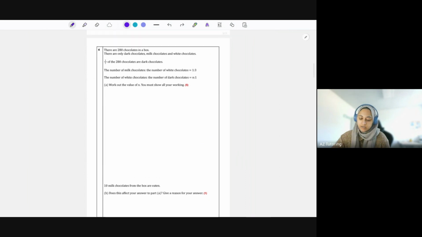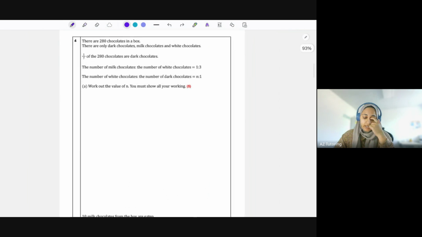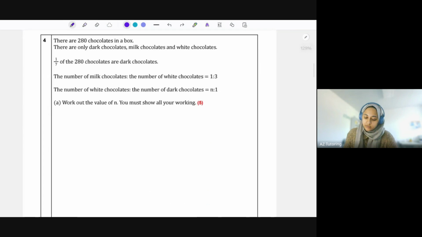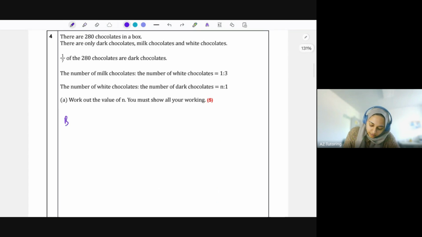Okay, we've got a 5-mark ratio question. There are 280 chocolates in a box. I'm going to write down information as I'm doing this as well. So in the box, we've got 280 chocolates. That's our total. There are only dark chocolates, milk chocolates, and white chocolates. So throughout, I'm just going to write D, M, and W just for time.